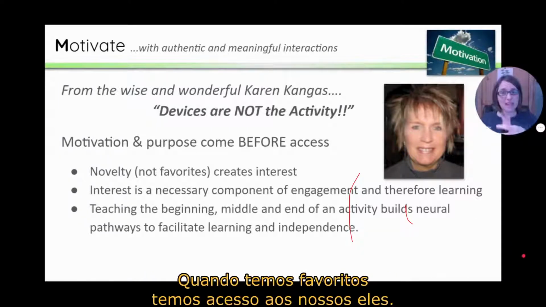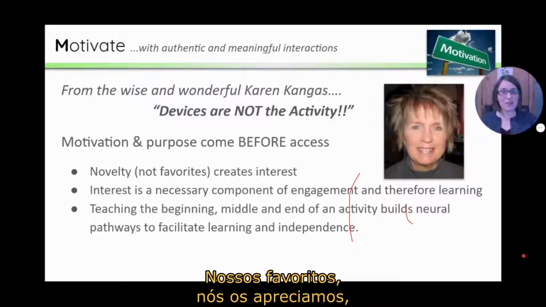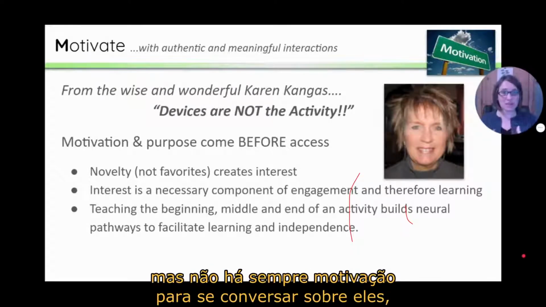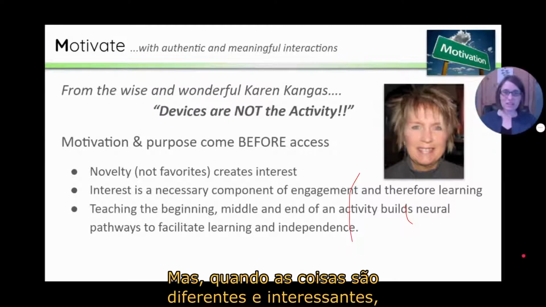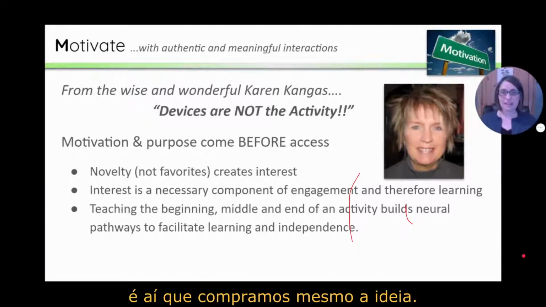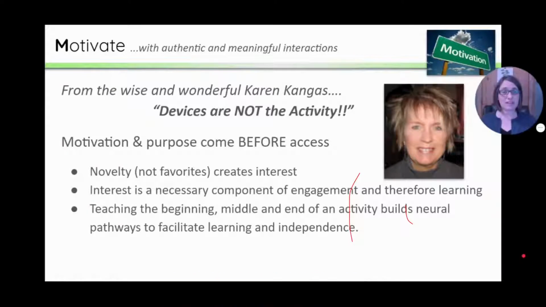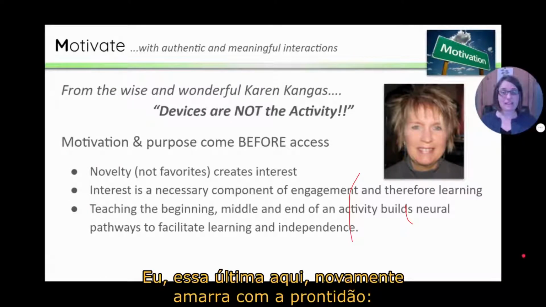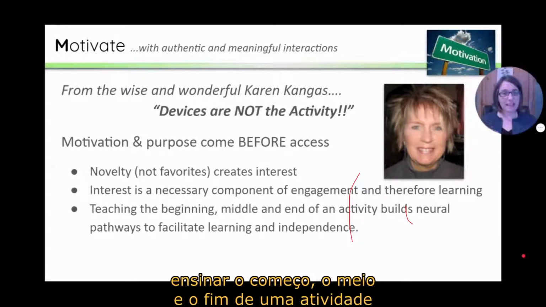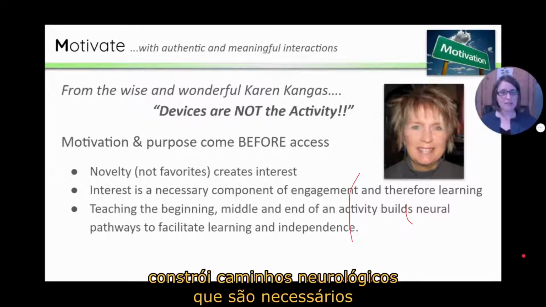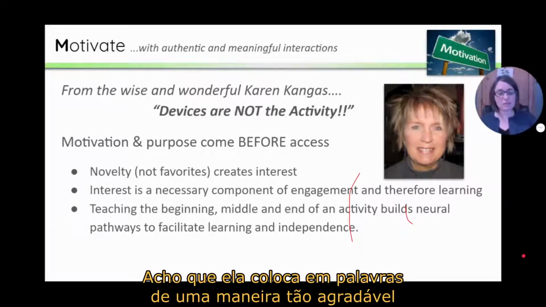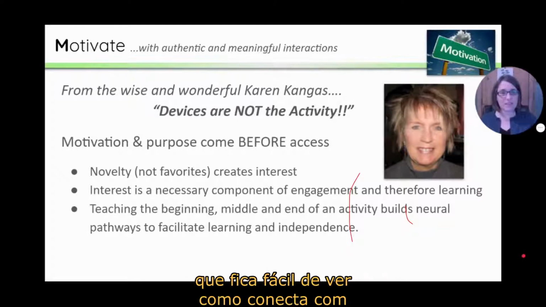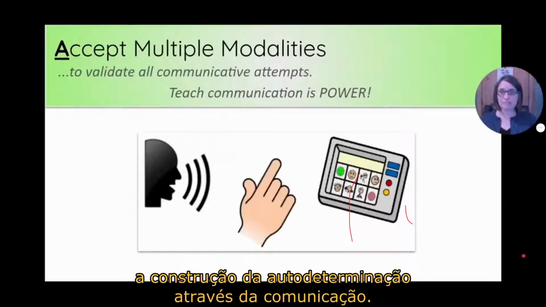When we have favorites, we often have access to our favorites, and we enjoy them, but there isn't always motivation to talk about them because we have ready access to many of our favorites. But when things are different and interesting, then that's where we really get buy-in. Interest is a necessary component of engagement and therefore learning. And then this last one really ties into that readiness piece. Teaching the beginning, the middle, and the end of an activity builds neural pathways that are necessary to facilitate learning and independence. I think that she spells this out so nicely. It's really easy to see how that ties into building self-determination through communication.